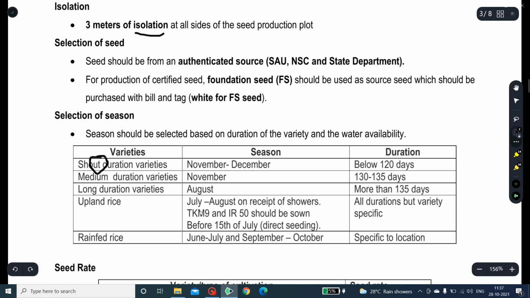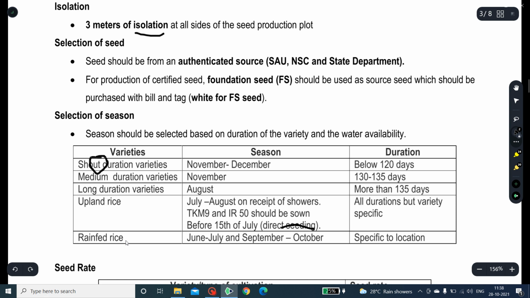And the upland rice is sown from July to August on receipt of showers, and particularly TKM 9 and IR 50 should be sown before 15th of July, since it is a direct seeding crop. So it is called upland rice. All durations, but variety specific.